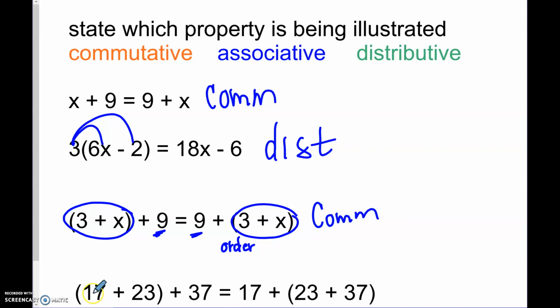All right, what does this say? 17, 23, 37. 17, 23, 37. So the order is exactly the same. We're just grouping them differently. So this is the associative property. Okay, so order is commutative.